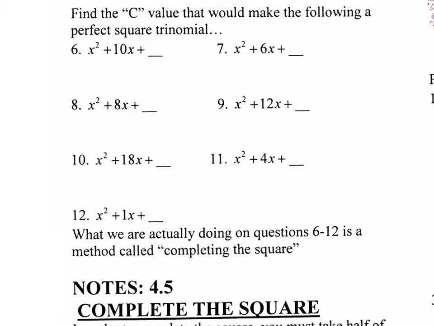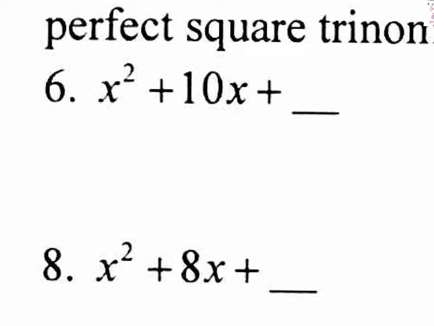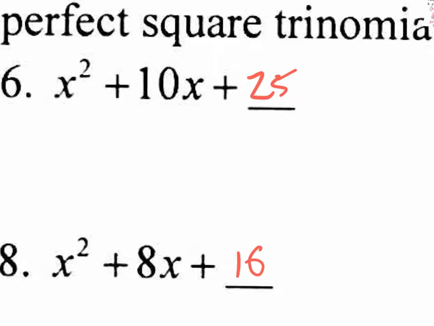So the goal is to end up with a binomial squared. So we want a perfect square quadratic trinomial. In other words, we need perfect C values right here. So what number would be the perfect C value that would allow this to be a perfect square quadratic trinomial? 25. That's great. You guys already know that. How about on this one down here? 16. Good job. How about number 7 over here?